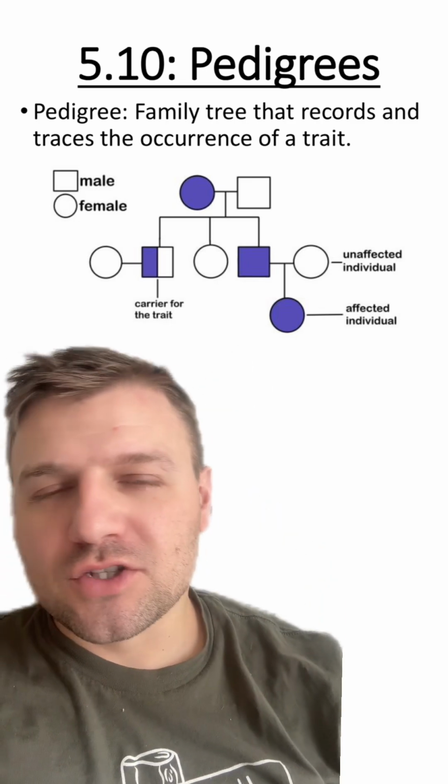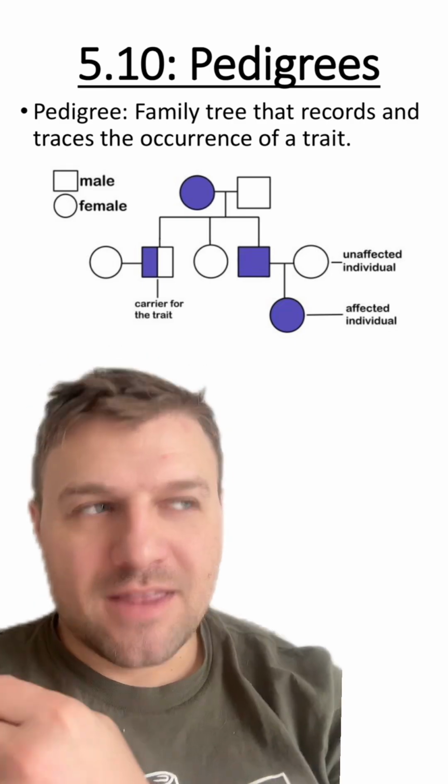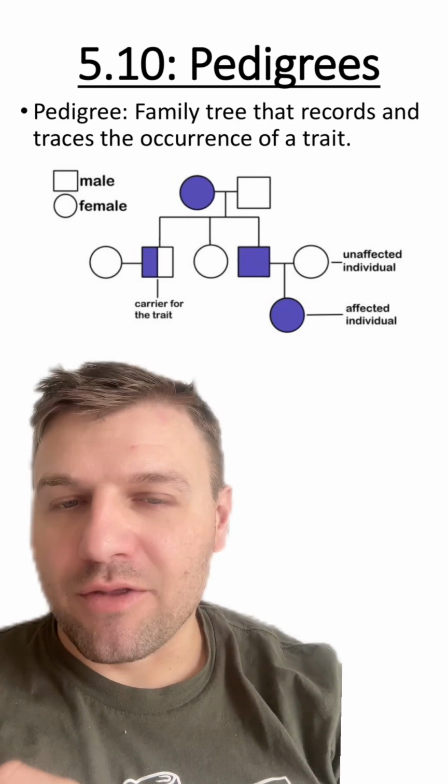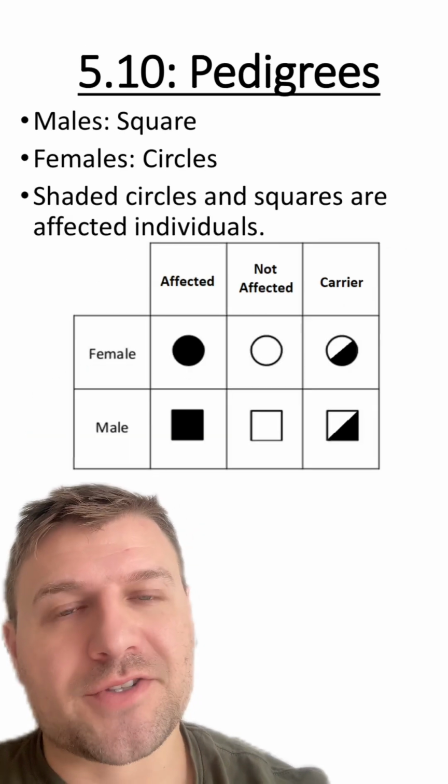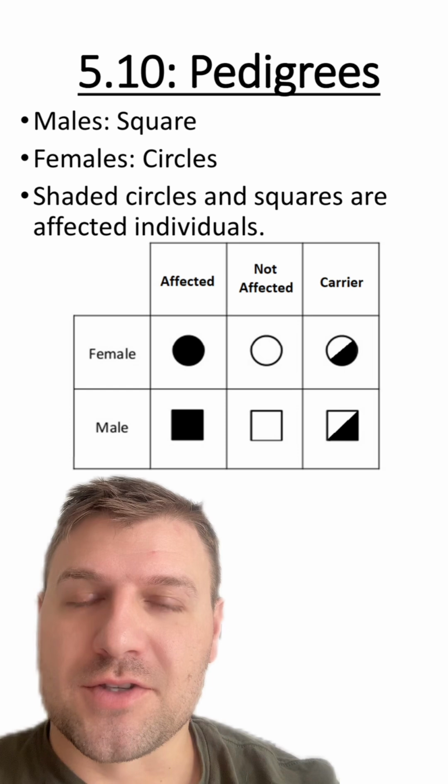All of the circles and the squares in these pedigrees are going to represent people, and the lines that connect them are going to show how they're related. In these pedigrees, males are going to be squares, while females are going to be circles.